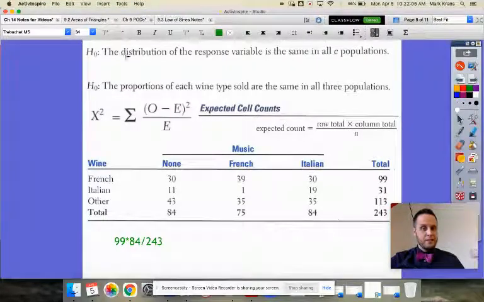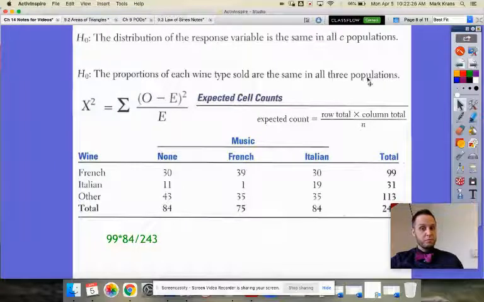We could say the distribution of the response variable, the wine that people purchase, is the same in all the different populations, the populations of music types. Okay. And the alternative, or in this case, the proportion of each wine type sold are the same in all three populations of music that they were listening to. And notice our chi-square test statistic doesn't change. It's still observed minus expected squared divided by expected, all added together, okay?